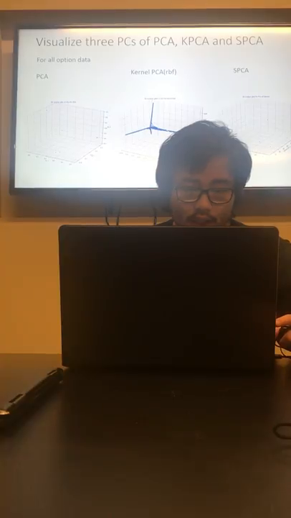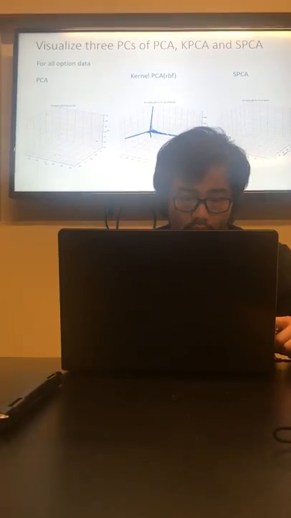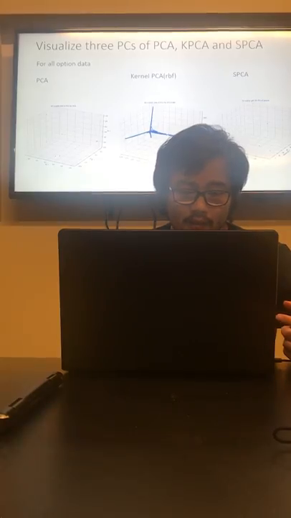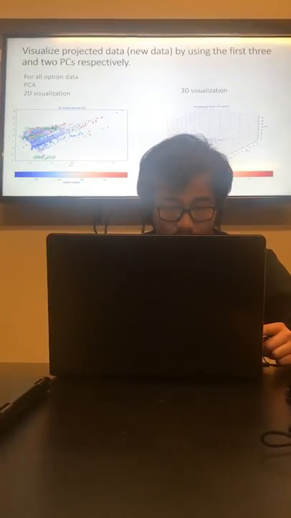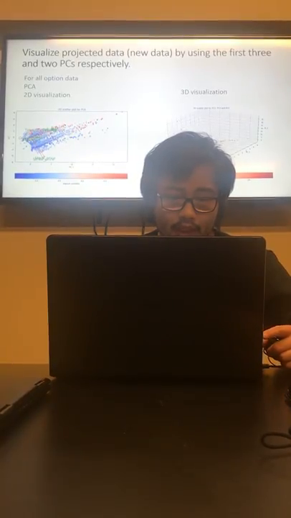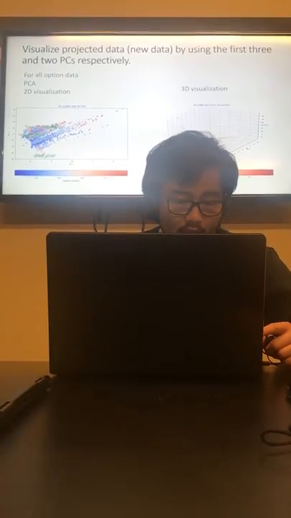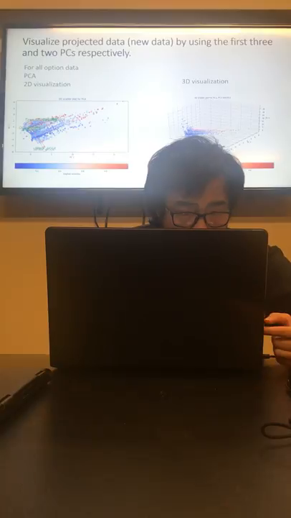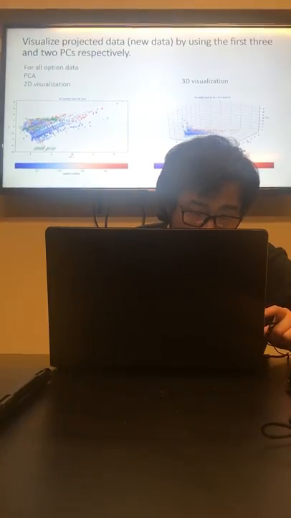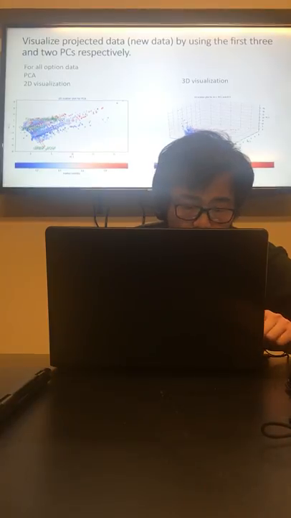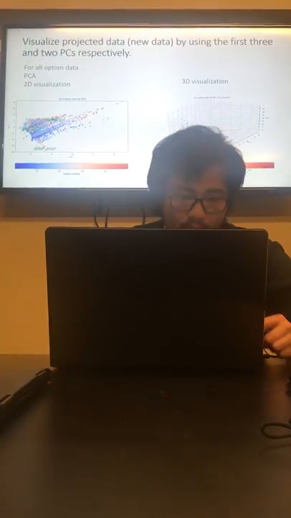And this is the visualization part of the PCs of PCA, kernel PCA, and sparse PCA. For kernel PCA, the length of the PC is very long. It's the number of the observations. So we have a lot of points in the kernel PCA plot. We visualize our new data, the scores of the data, by the first and second PCs respectively. From the PCA plot, it's clear to see that the stock price and strike price have a big contribution to PC2, and the red points represent the high implied volatility, and the blue points represent the low implied volatility.